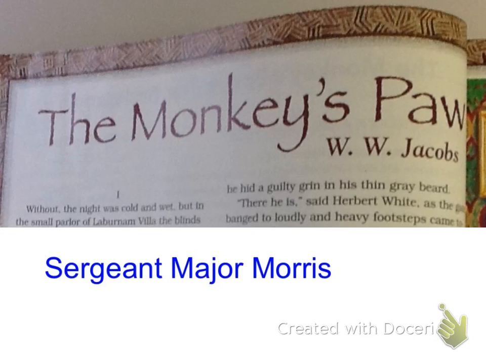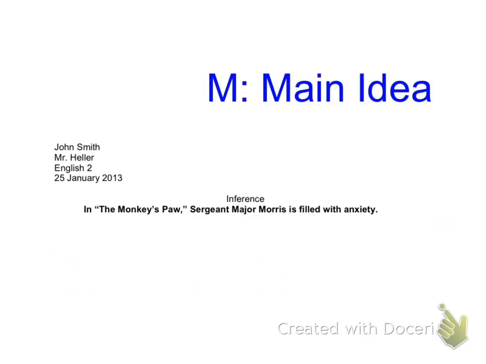For this example, I will be proving an inference about Sergeant Major Morris from The Monkey's Paw. The first step is to come up with the inference and state that inference in your M. In The Monkey's Paw, Sergeant Major Morris is filled with anxiety.